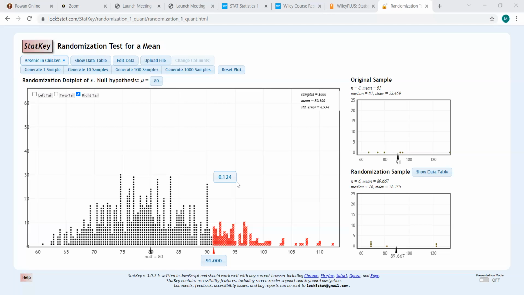So what is our decision here? Should we reject the null hypothesis or not reject it? Again, alpha is 0.05. And you said the p-value of 0.124 is bigger than that. So what is our decision? Do we reject or not reject?